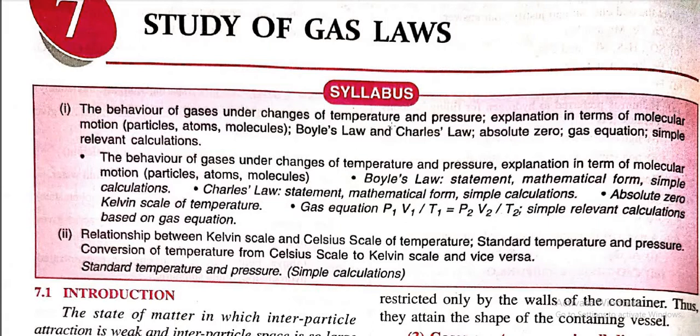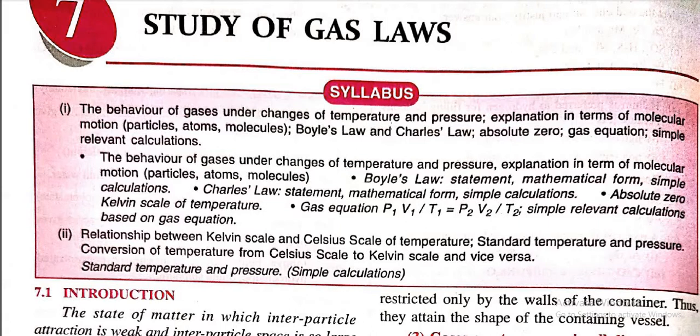Then we'll learn about laws like Boyle's law and Charles' law, their statements, their equations, and we need to do the numericals based on them. Similarly, what is absolute zero temperature? Then we'll study the gas equation, the combination of Boyle's law and Charles' law, and then numericals based on it.